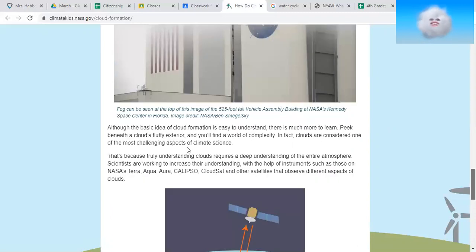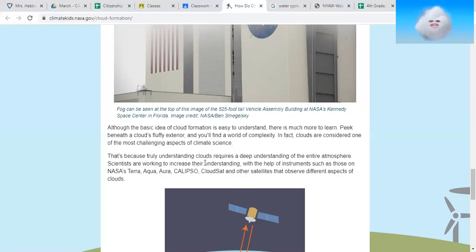Although the basic idea of cloud formation is easy to understand, there's much more to learn. Peek beneath a cloud's fluffy exterior and you'll find a world of complexity. In fact, clouds are considered one of the most challenging aspects of climate science. That's because truly understanding clouds requires a deep understanding of the entire atmosphere.